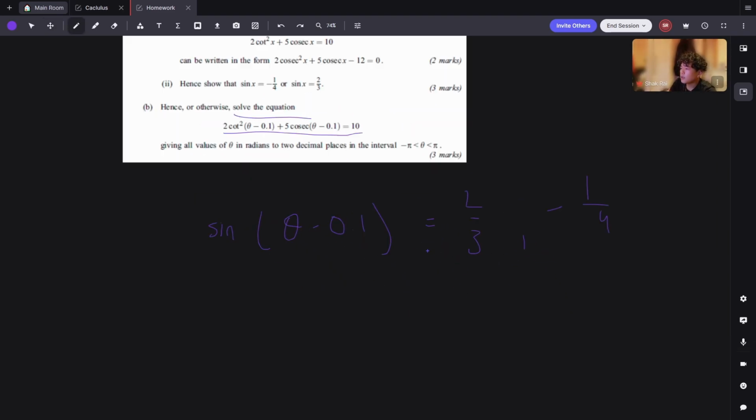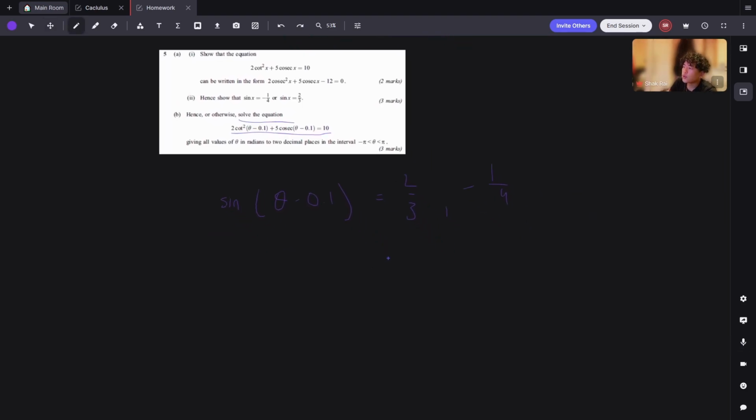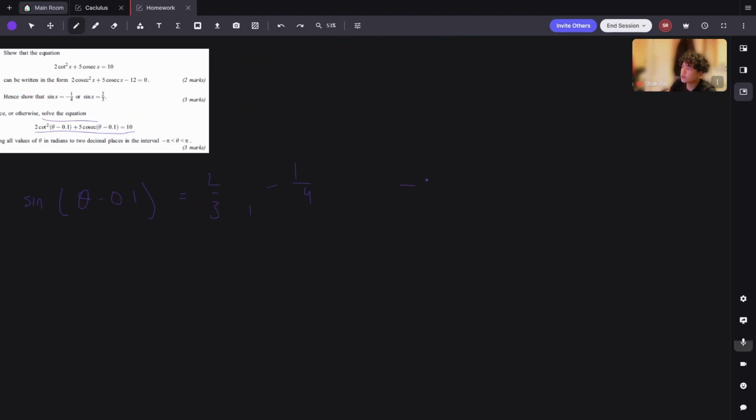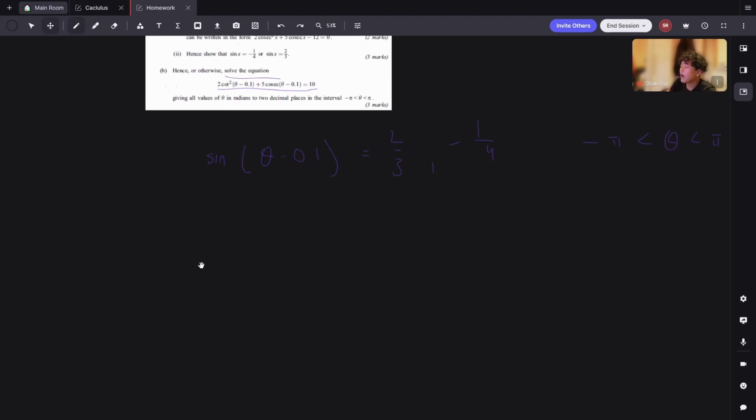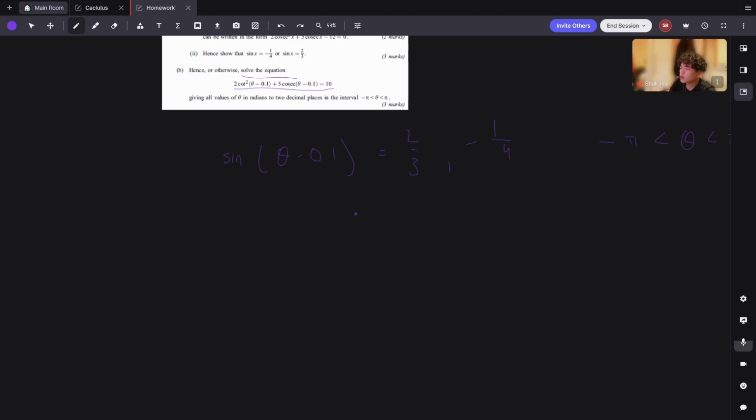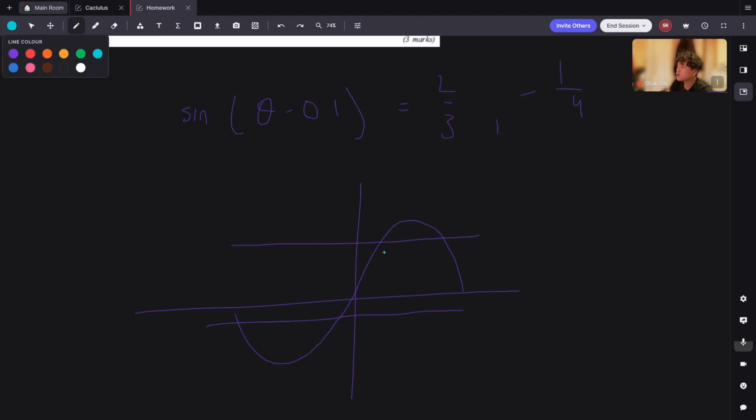So from here, all we need to do is, and it's in the range minus pi to pi, again, like the same thing earlier, I like sketching this out. So the first thing I'm going to do is just sketch this out. The reason why I sketch this out is because it allows me to see what the values are going to be. Yes, we know that there's 2 values here and 2 values here.